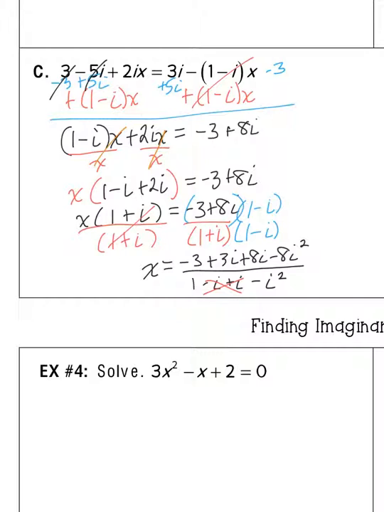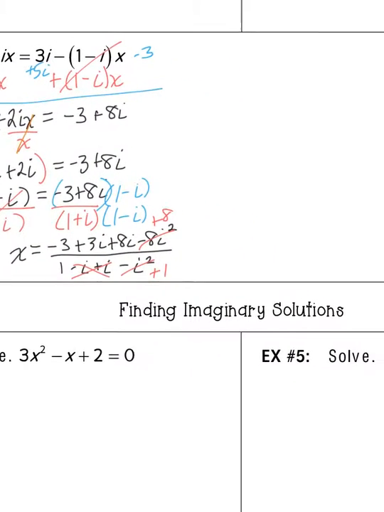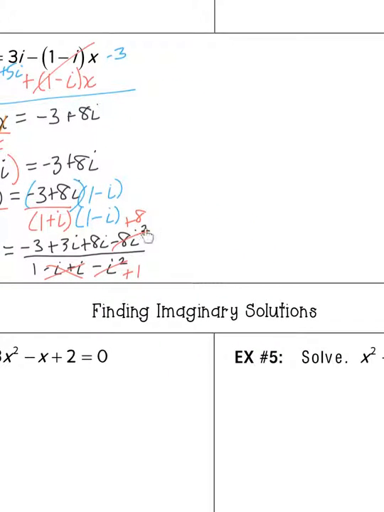The negative 8i squared in the numerator changes to a positive 8 because remember that i squared is equal to -1. -1 times -8 is positive 8. So same thing happens here. -1 times a negative gives you a positive 1. So this changes to +1. And so let me give myself some more room here. Okay, so now the -3 and the positive 8 combine to give me 5.